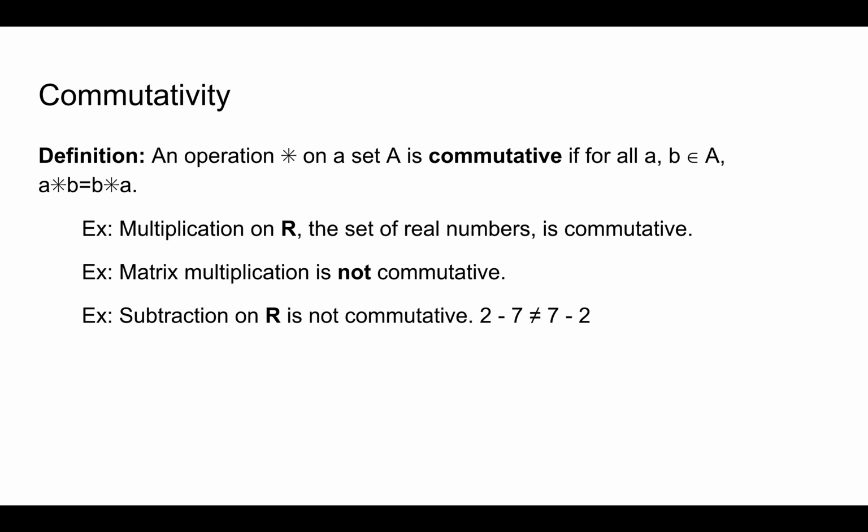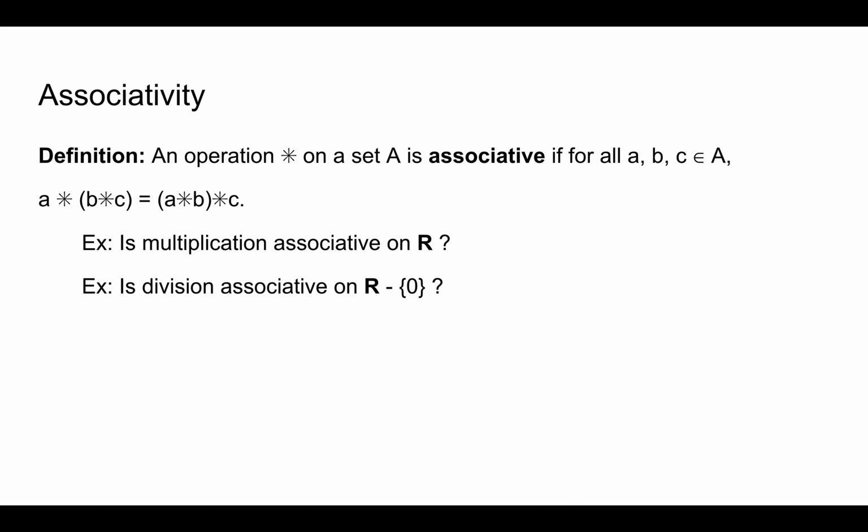As an easier example, subtraction on the set of real numbers is also not commutative. So 2 minus 7 is negative 5, 7 minus 2 is positive 5. Those two elements are not equal. a minus b in general is not equal to b minus a. Our next property we'll talk about is associativity.